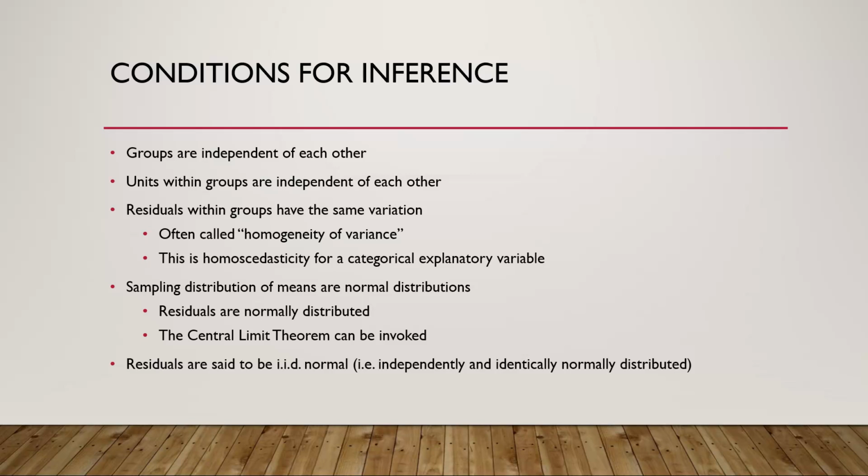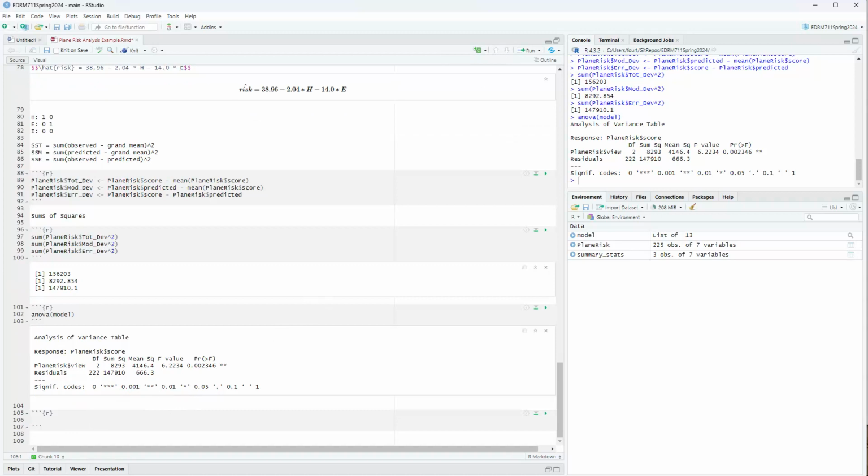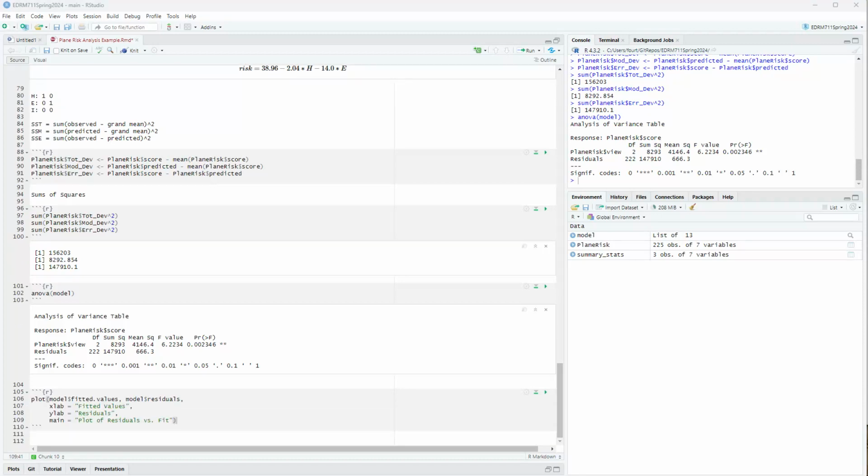Now let's go ahead and check for that. The first two conditions, groups are independent of each other and units within groups are independent of each other, we're not going to check those statistically. I'm going to suggest that you include that in your design elements in your study. But let's go ahead and look for residuals having the same within group variation. So I need a code chunk here, and I'm going to put in some functions, and this should look familiar to you.